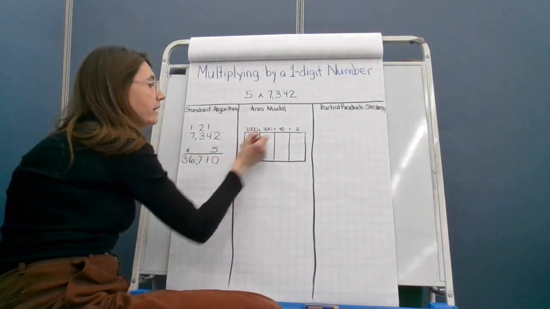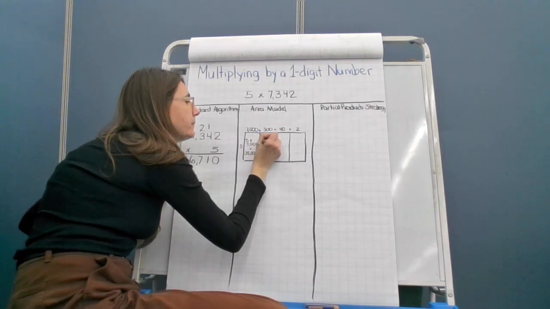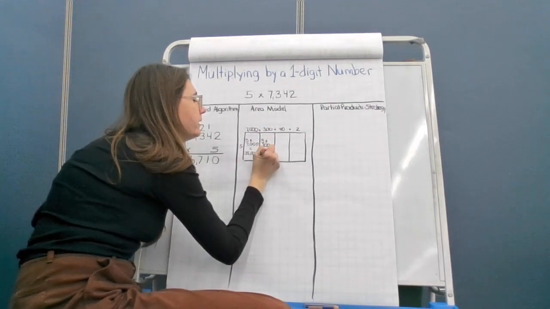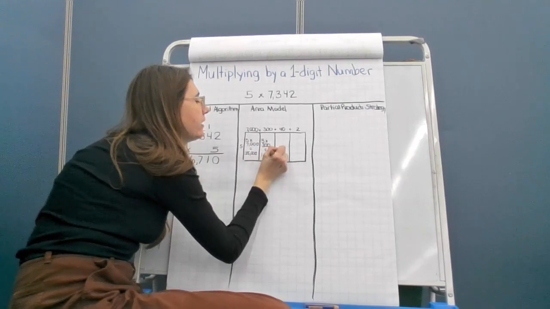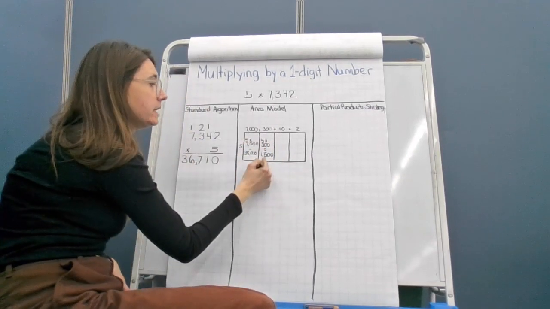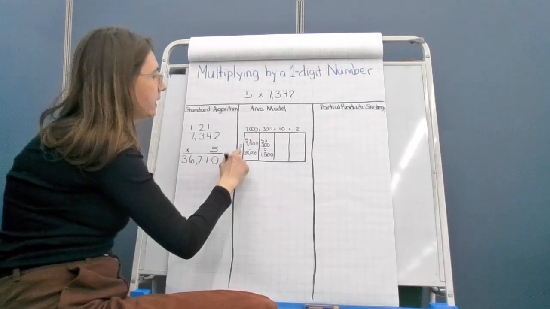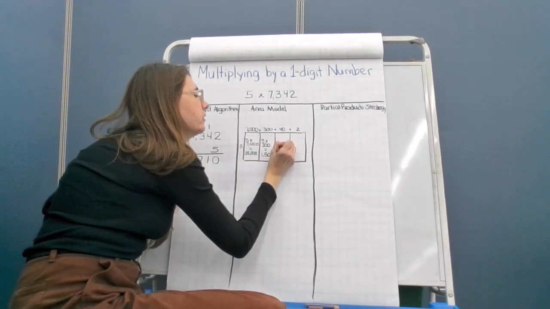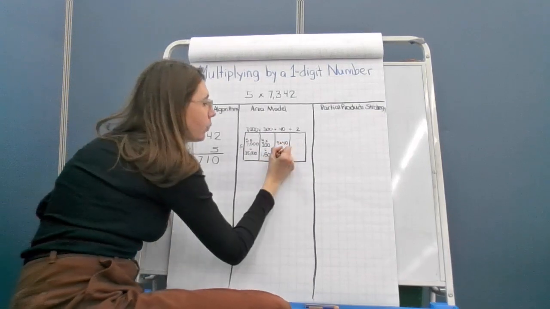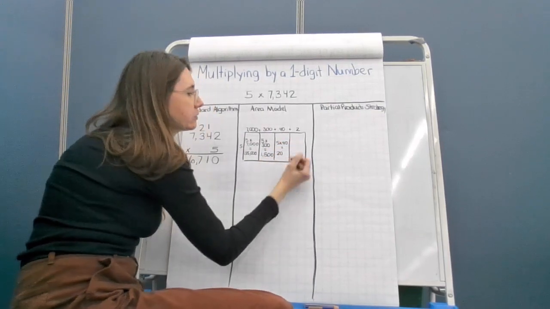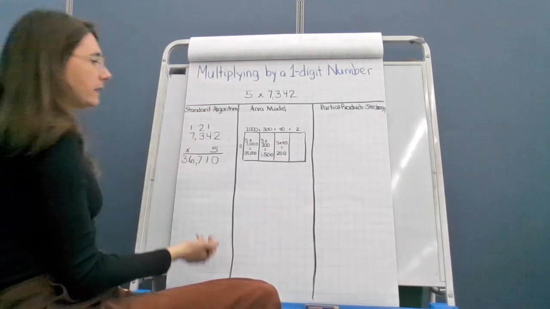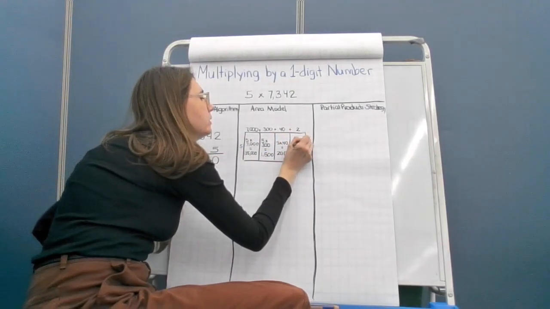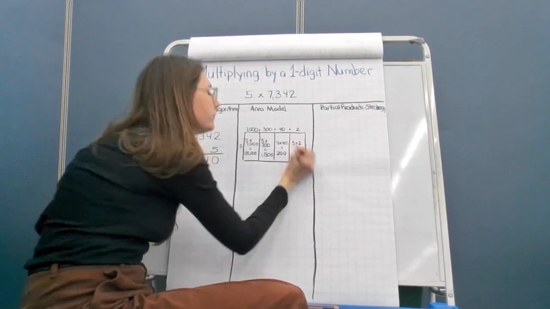Now they're going to do 5 times 300 in this box. And that equals 1,500. And I know that 5 times 3 is 15, and then they annex 2 zeros. Here is 5 times 40. 5 times 4 is 20, and then they annex 1 zero right here. And then finally, 5 times 2. 5 times 2 equals 10.